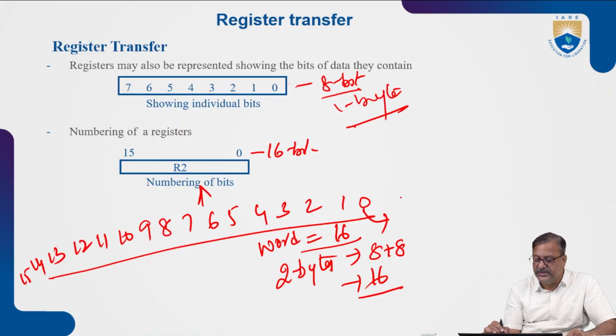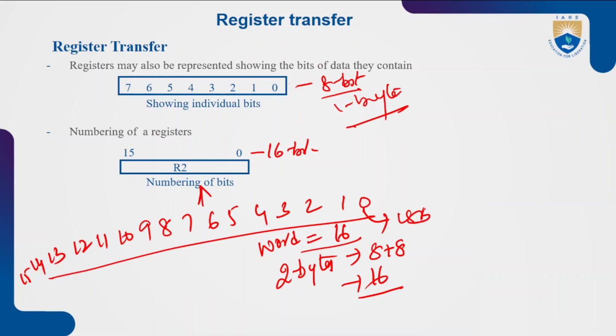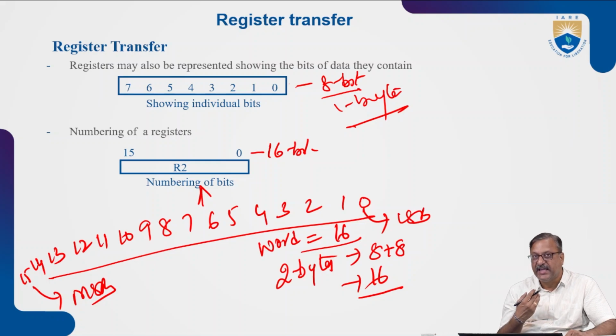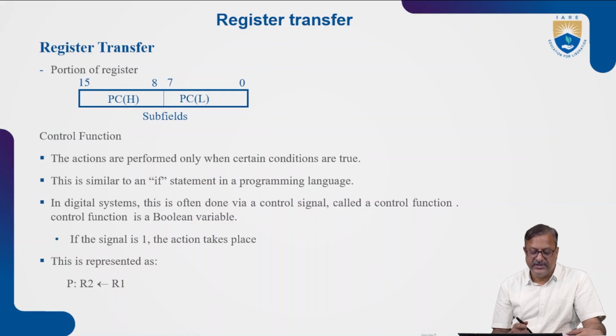Here, 0 means the least significant bit of the word and 15 means the most significant bit of the word. In this way, it is defined. So, depending upon the digital system, the sizes of the registers are defined. The bit positions are also indicated in a similar pattern. Next, portion of the registers.